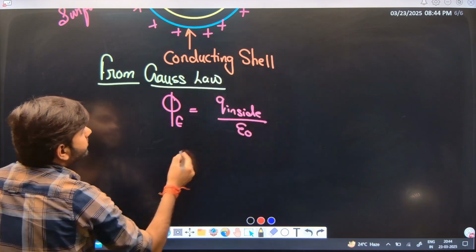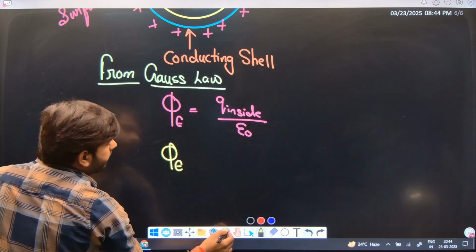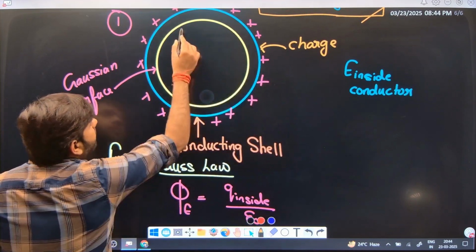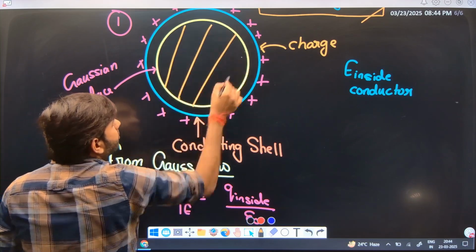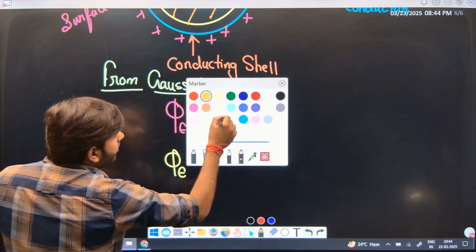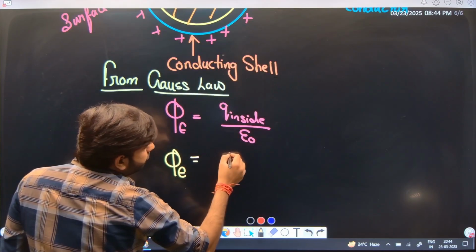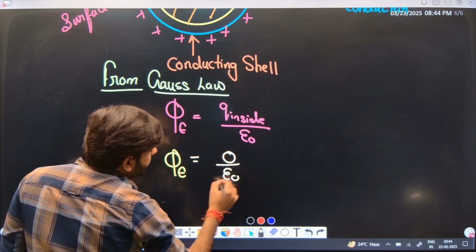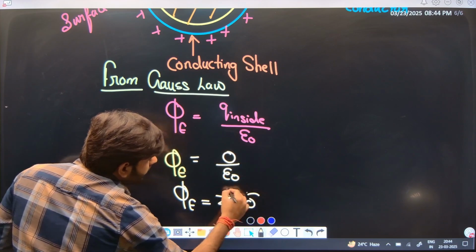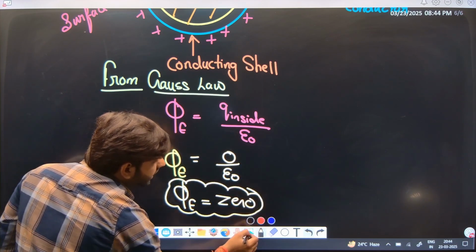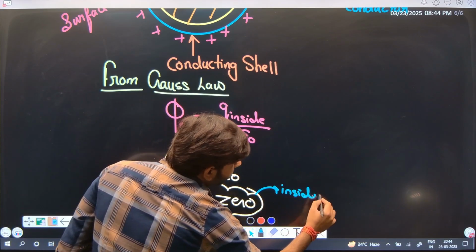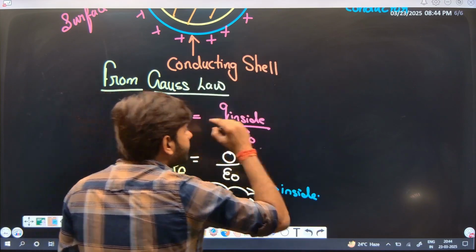We will write, as we can see above, there is no charge inside the Gaussian surface. All charges are on the surface of the conductor. So here Q inside becomes 0, divided by epsilon naught. Hence flux becomes 0 inside. That is enough to understand why the electric field inside is 0.